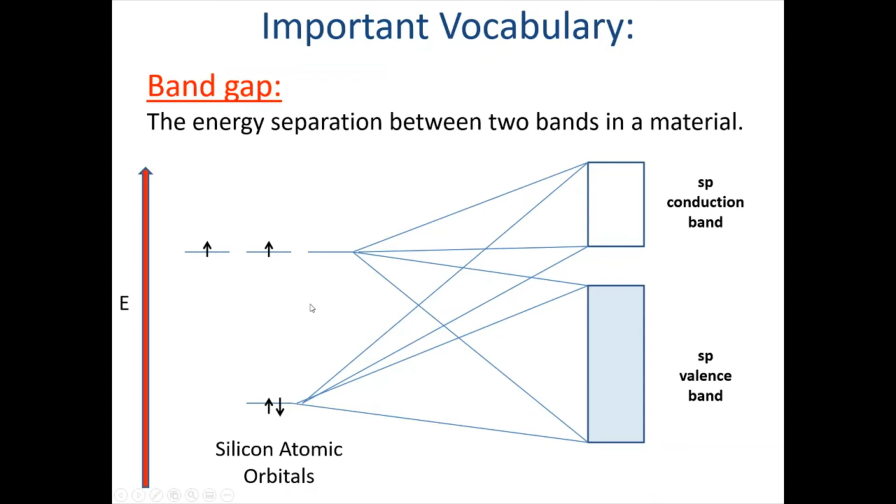So what you notice, though, is that just like we have a gap between the s and p, we also have a gap between the sp valence band and the sp conduction band. This energy separation is called the band gap.